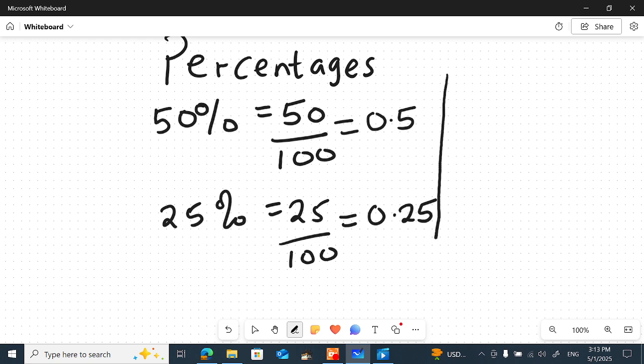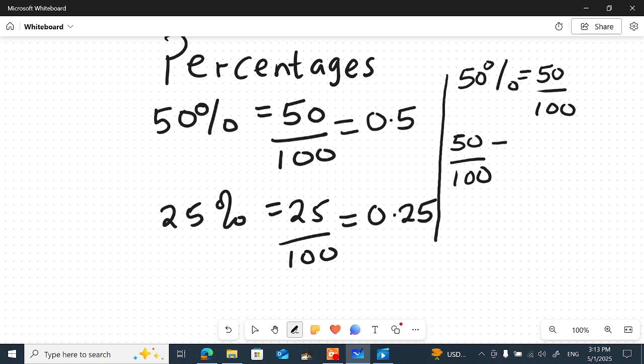Percentages can also be changed into fractions. For example, 50%, we said, is 50 out of 100. So 50 out of 100, we can simplify this fraction by dividing by 50 up and down. 50 divided by 50 gives you 1, and 100 divided by 50 gives you 2.